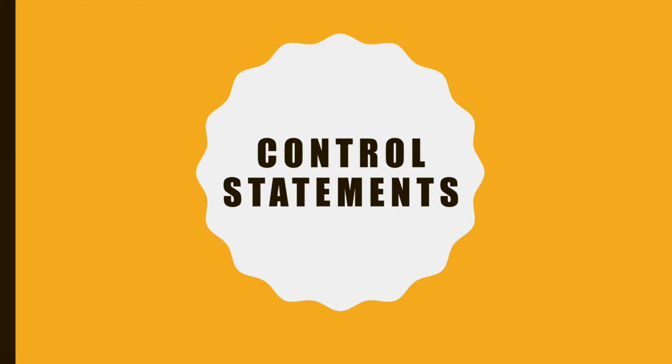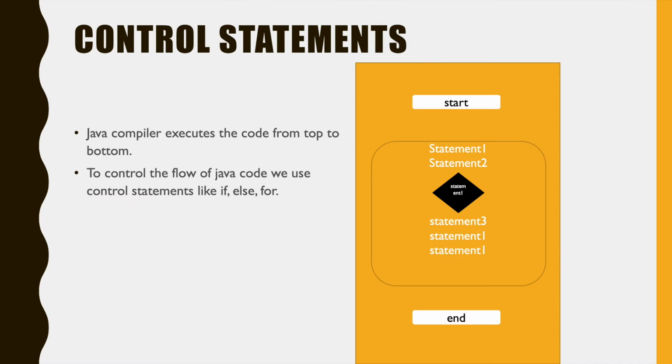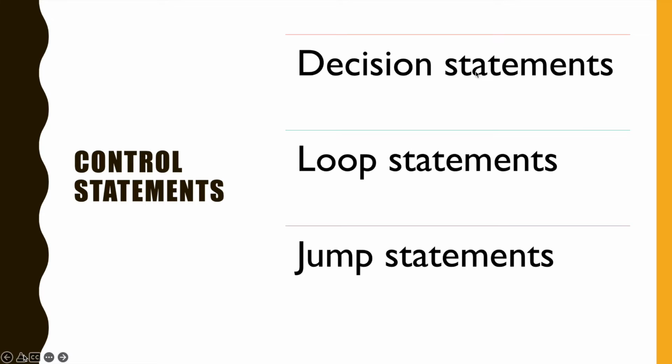We will understand control statements in Java. So what are control statements? Control statements let us control the statements within a Java program. The Java compiler executes the code from top to bottom, but to control the flow of Java code, we use control statements. Within control statements, we have decision statements, loop statements, and jump statements. Let's understand them one by one.